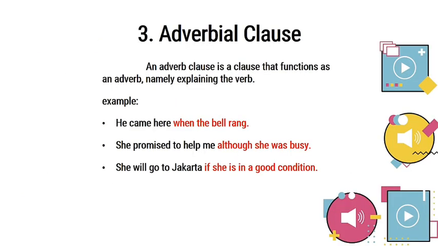And the last, number 3, adverbial clause. An adverb clause is a clause that functions as an adverb, namely explaining the verb. Jadi adverbial clause berfungsi sebagai adverb, yaitu menjelaskan kata kerja. For example, he came here when the bell rang. She promised to help me, although she was busy. She will go to Jakarta if she is in a good condition.